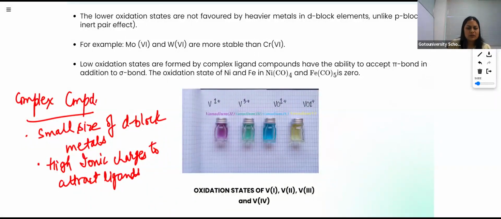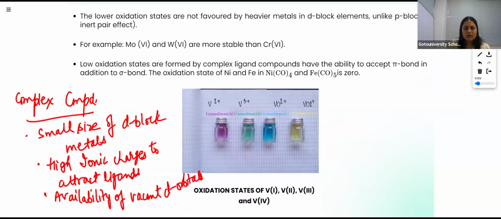Ligands are attached to the central metal ion, and we need the availability of vacant d orbitals to form a bond with the lone pair, for lone pair donation.